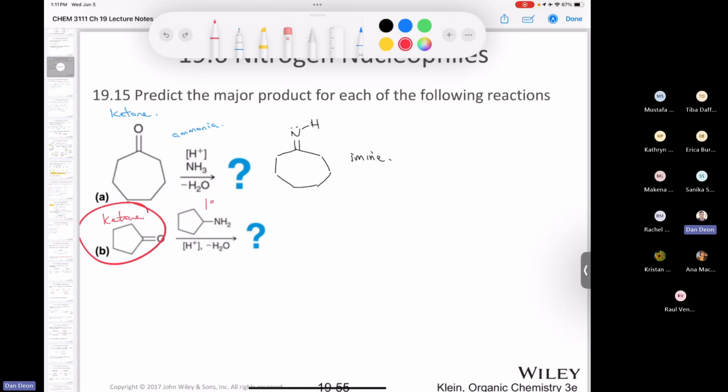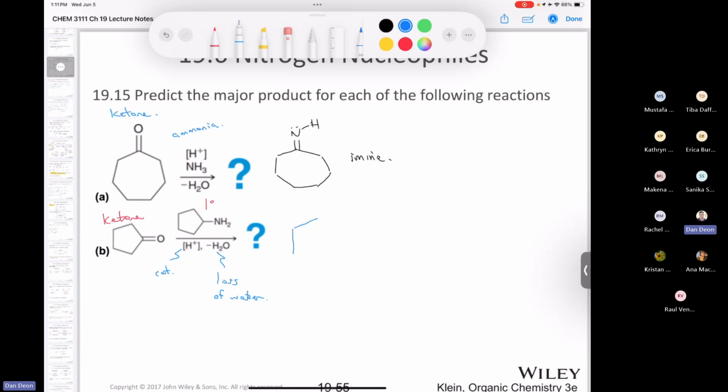And so when we react a ketone and a primary amine with a catalytic amount of acid, so this is catalytic, that's what those square brackets mean. And then remember this negative H2O, that refers to loss of water during the reaction. And so when that happens, we end up forming an imine. So how do we draw the imine? Here's how we do it.